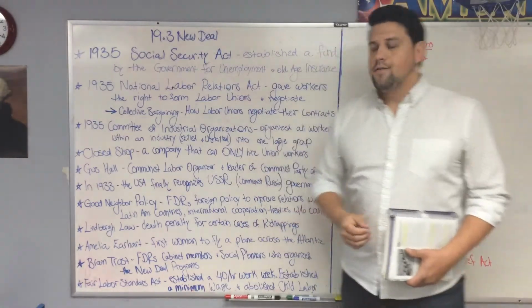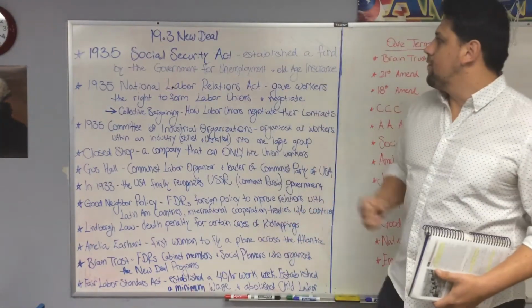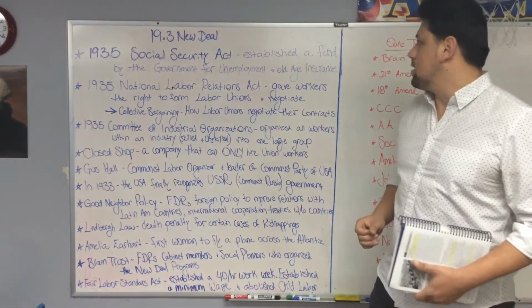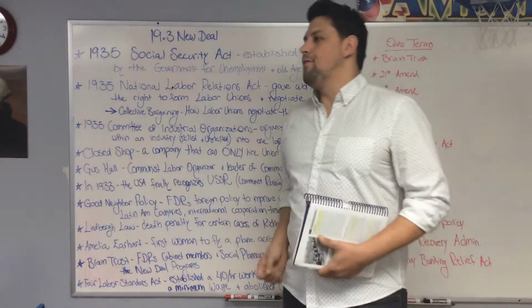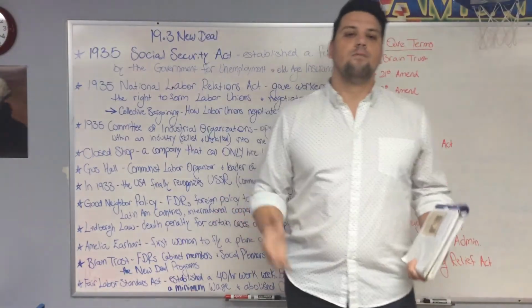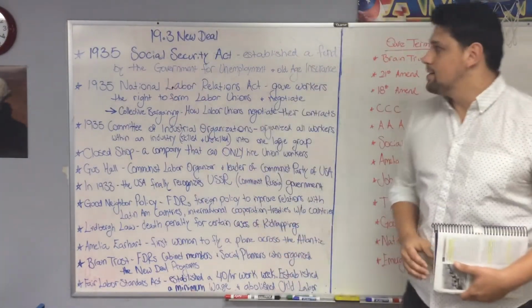FDR in 1935 introduces what's called the Social Security Act, which establishes a fund by the government for unemployment insurance as well as old age insurance. If you lose your job or if you are retired and you have no way to support yourself, the government will subsidize some of that through what's called the Social Security Act.